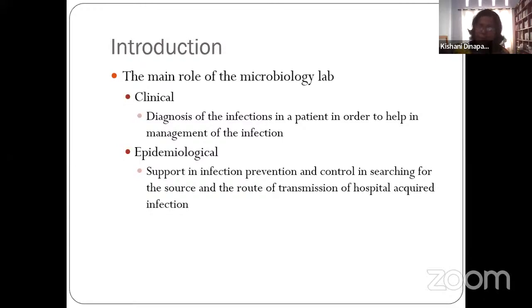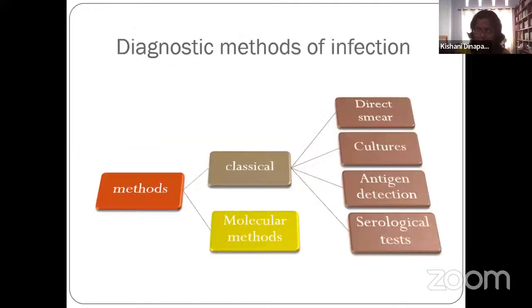The epidemiological role is mainly in supporting infection prevention and control. This would help us in searching for the source and the route of transmission of hospital-acquired infection. So especially during outbreaks, we would be performing several cultures and several investigations to help us identify the source and the route of transmission so that we can get the outbreak under control.